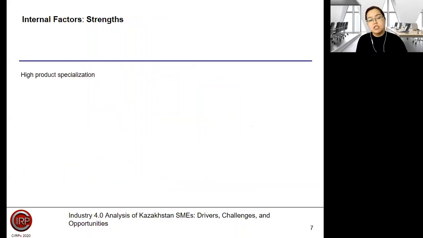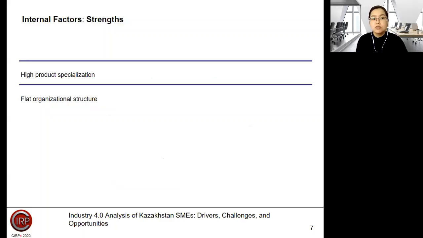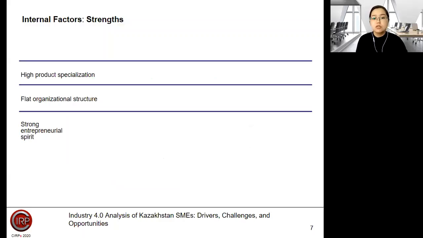High product specialization refers to the capabilities of SMEs to focus on a certain number of products, gradually improving the quality and manufacturing techniques. Also, the flat organizational structure, which was mentioned before, so let's move to the third one, which is a strong entrepreneurial spirit, which can be a supporting index for SMEs as well.